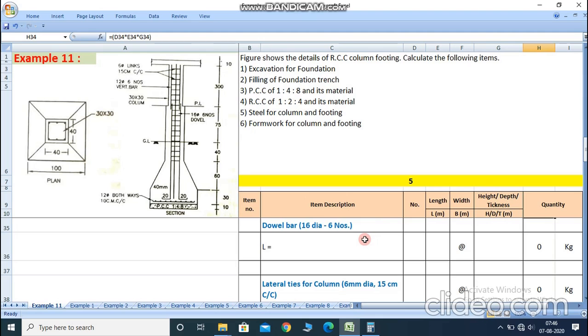Now next we take the dowel bar. So the dowel bar we calculate. First we start with the lap length. First we take the lap length.